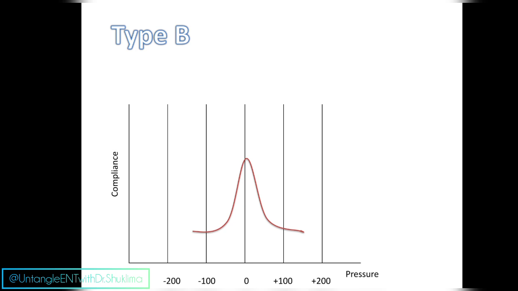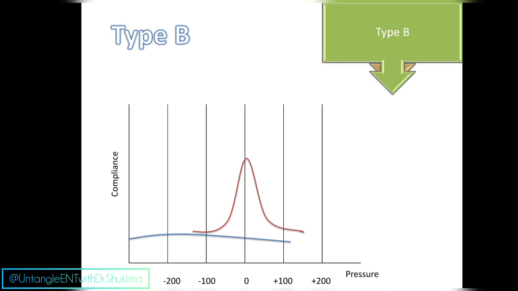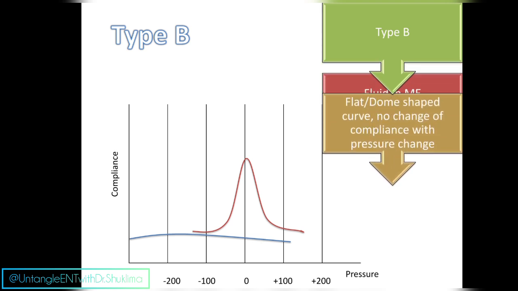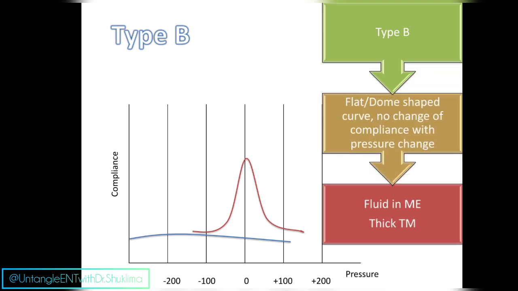So in this case, a graph is obtained. This is the type B graph, where there is no specific peak at any specific pressure. This is known as the type B graph, which is called a flat or dome-shaped curve with no change of compliance with pressure. This is seen in fluid in the middle ear cavity like otitis media or serous otitis media, or in case of thick tympanic membrane.